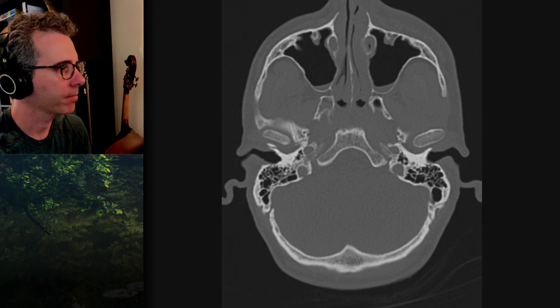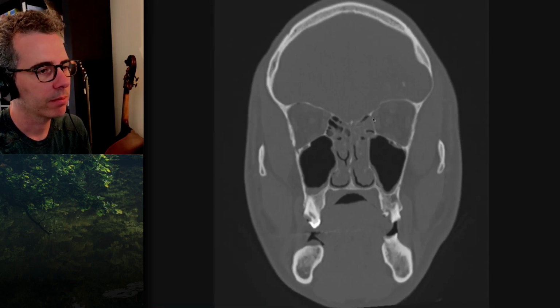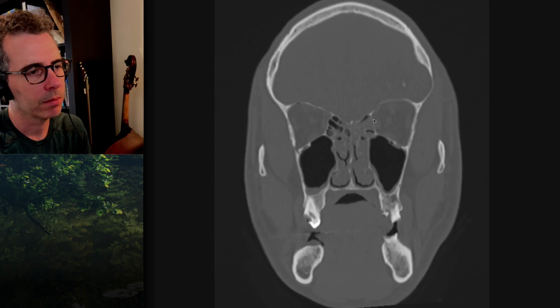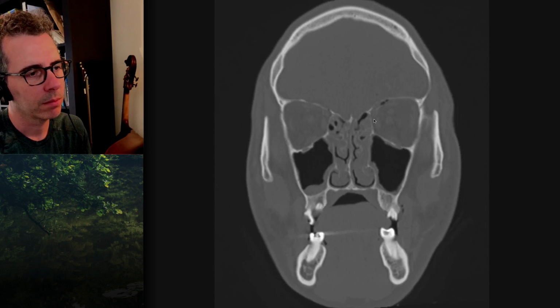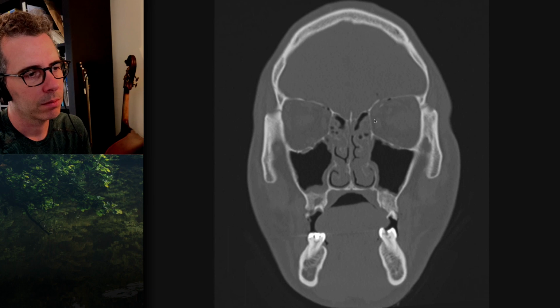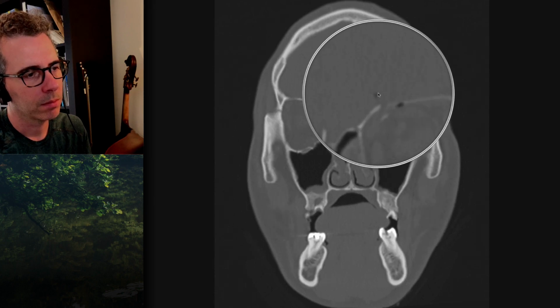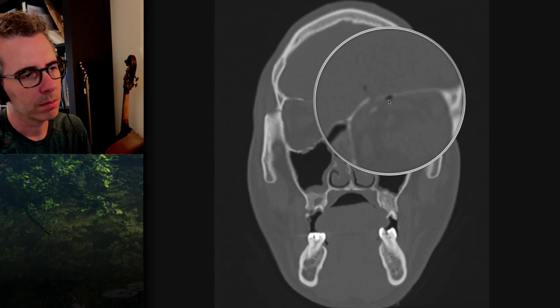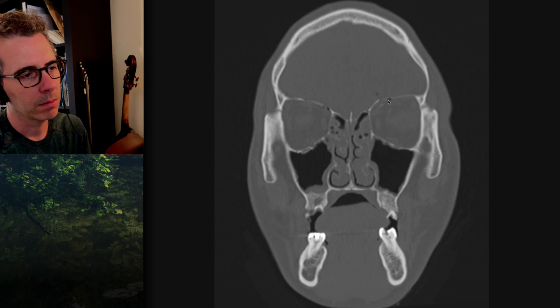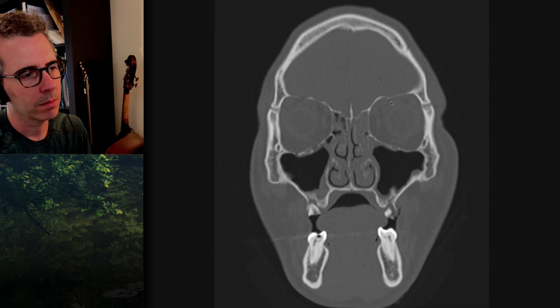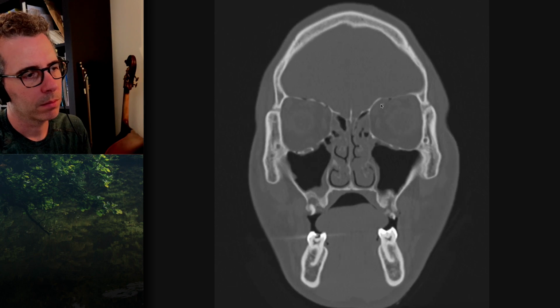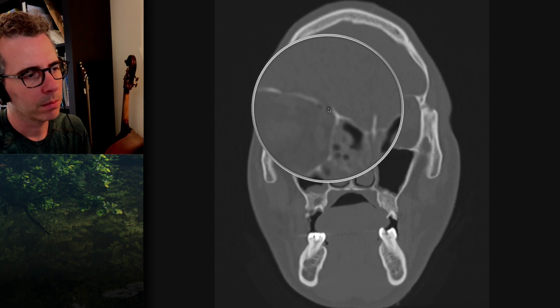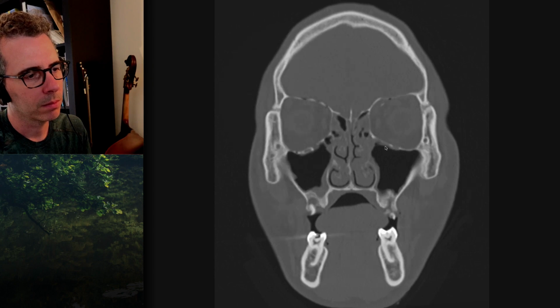We'll go to coronal now. Bone again, please. And that confirms some of the findings. There's an orbital roof fracture on the left with pneumocephalus just above it, and some intraorbital gas that looks extraconal in location. In the right orbit there's some gas too. There are no orbital floor fractures or involvement of the infraorbital canals.